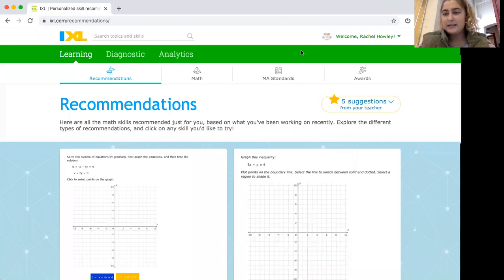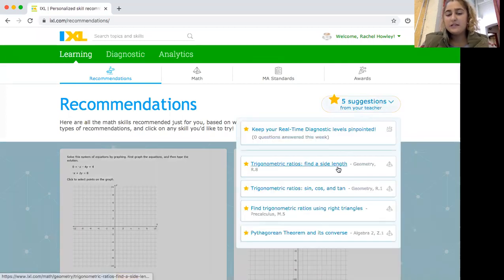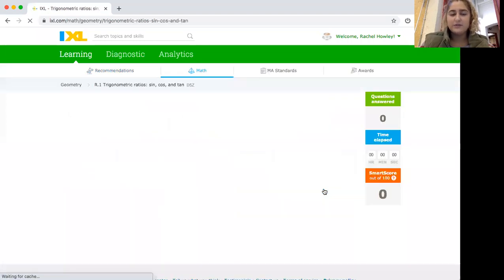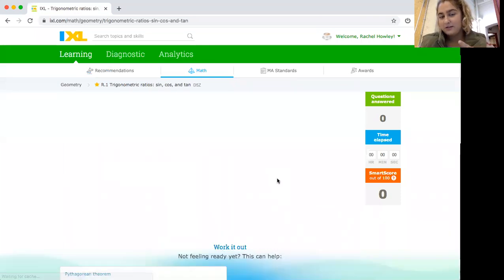So when I log into IXL, it immediately takes me to this recommendations page. You are not going to start with anything that's down here. You are going to go to the 5 or however many suggestions from your teacher. When you press in there, let's say pick trig ratios, sine, cosine, and tan. These are the 4 skills that I want you to have down pat by the end of the week.